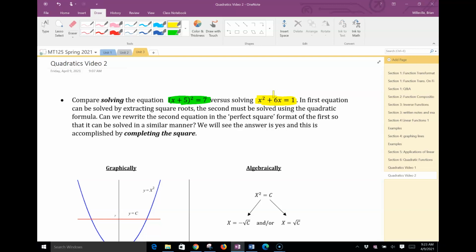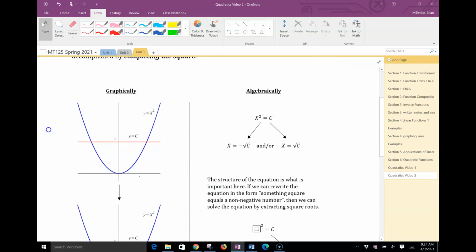The question would be, can we solve the second one that I've highlighted in yellow like the first one, where we could just get the square off by extracting square roots? Remember, we always have to get two solutions when we solve the square roots though. And it turns out, yeah, we can rewrite the second equation to look more like the first equation, and then solve that one also by extracting square roots. And in fact, the quadratic formula comes from completing the square. So it's kind of a more fundamental identity than just the quadratic formula.